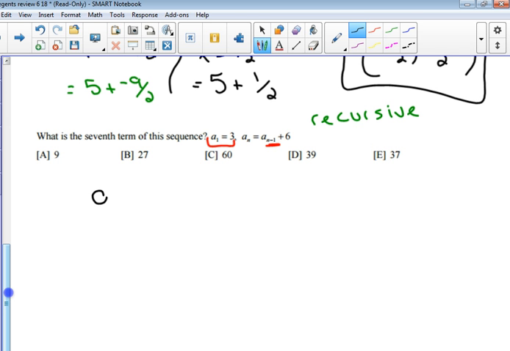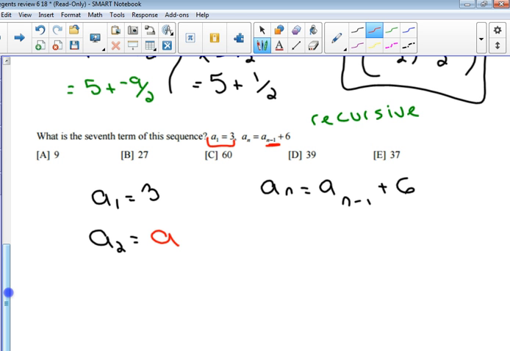So we started with a1 equals 3. We want to find a sub 2. That's your next goal. Here's our formula that we're using: a sub n equals a sub n minus 1 plus 6. As you are finding your terms, if we want the second term, what do you think you're going to plug in for n? 2. Good.